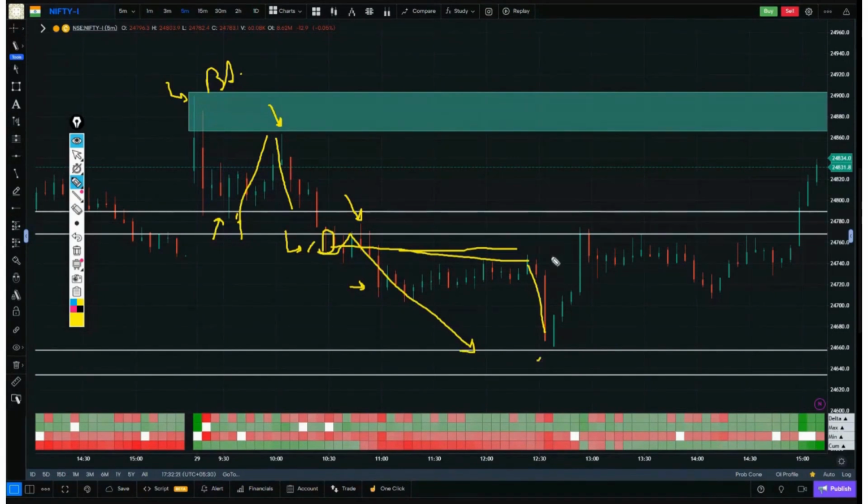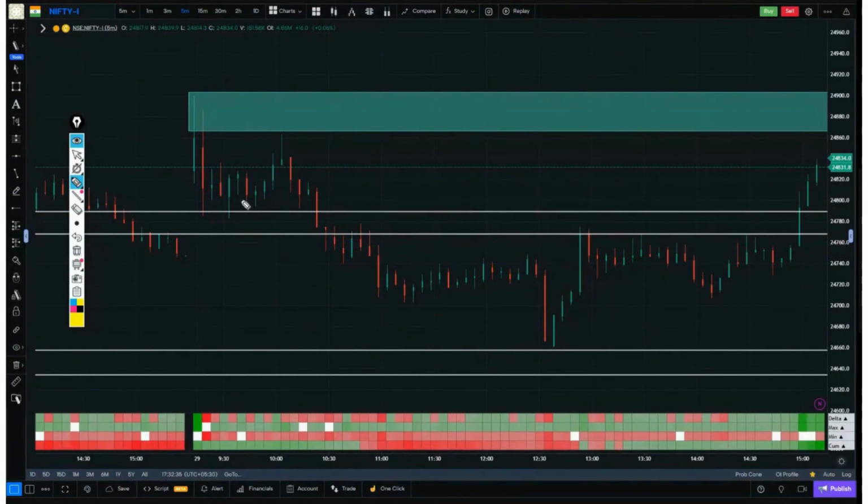Same from here to here, and again from this level, another rejection. After that, in the candles at 3:10 and 3:15, there was unnecessary buying happening. That was the moment. Simple rejection from every level. When that level was breaking, the same level acted as resistance, broke, and then the next support. When it came back up to that point, again it acted as resistance.